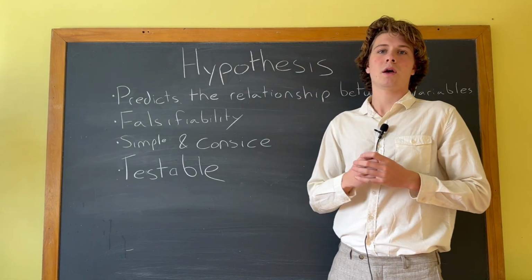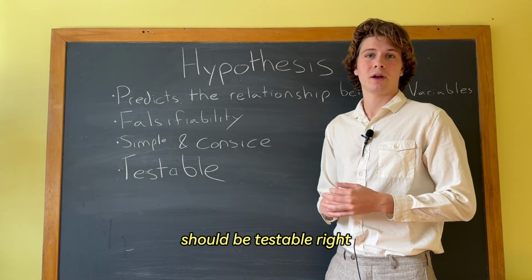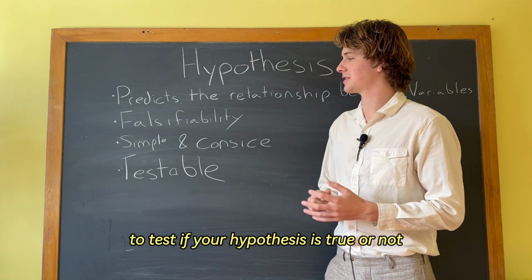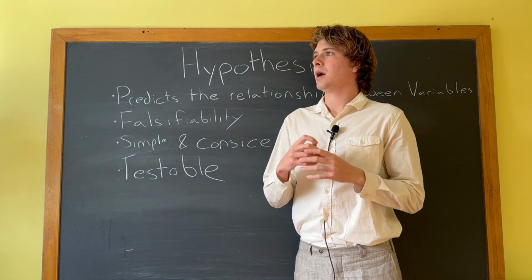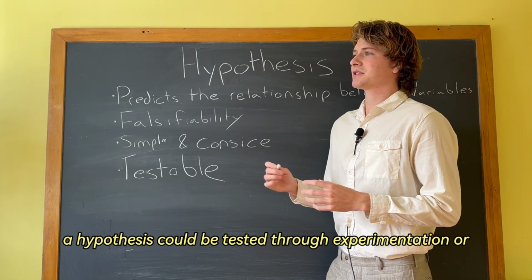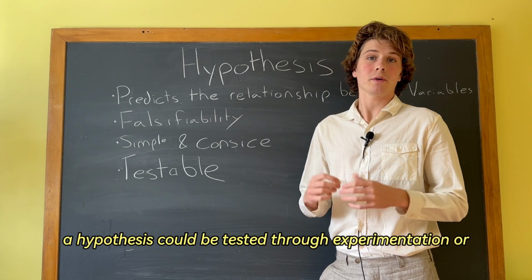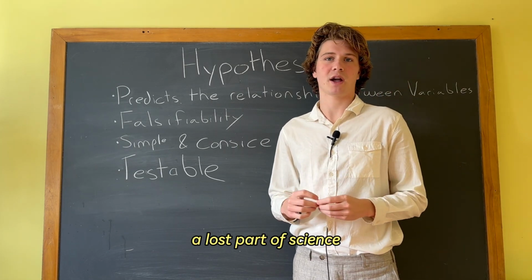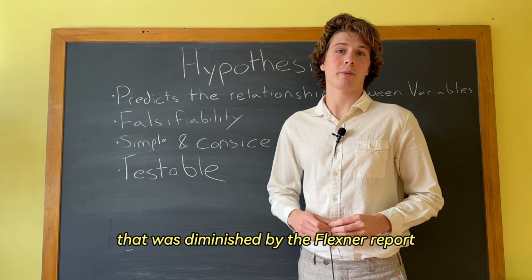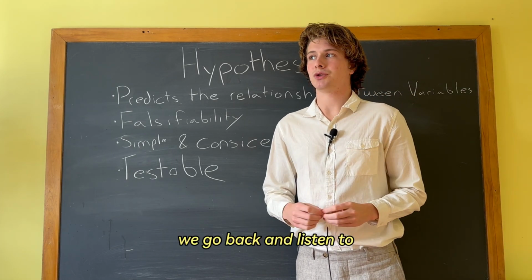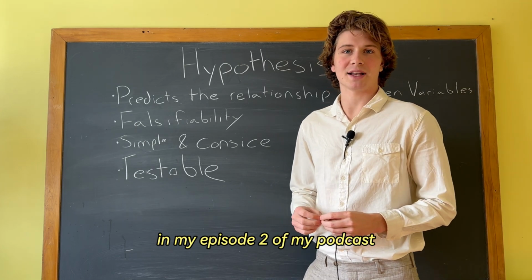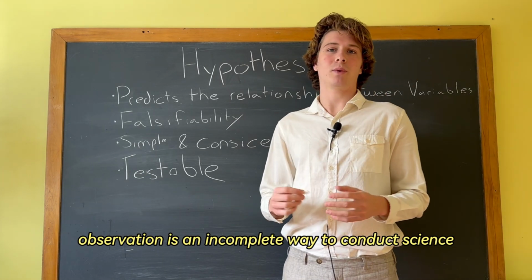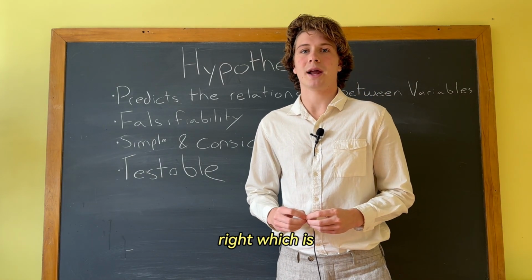Right? A good hypothesis, of course, should be testable, right? You should be able to conduct an experiment to test if your hypothesis is true or not. It's important to note here that a hypothesis can be tested through experimentation or observation as well, right? Observation is a very key part of science, a lost part of science that was diminished by the Flexner report. In episode 2 of my podcast, we talk about the Flexner report and how he mentioned that observation is an incomplete way to conduct science, right?